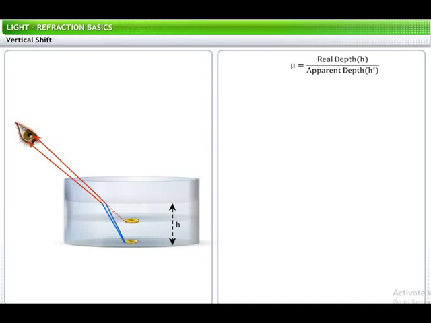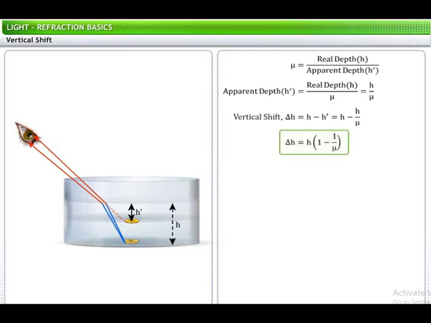Refractive index mu of a material is the ratio of real depth h to apparent depth h dash. Thus, apparent depth is the ratio of real depth to the refractive index. Vertical shift, denoted as delta H, is equal to the difference of real depth and apparent depth. By substituting the values of h and h dash, we get the expression of vertical shift as h multiplied by (1 minus 1 divided by mu).